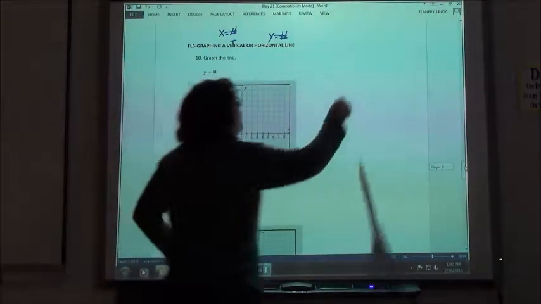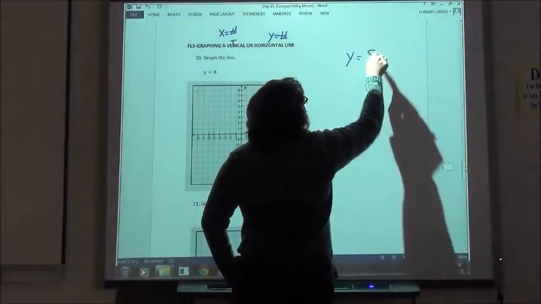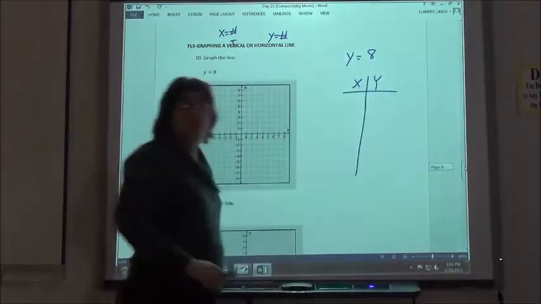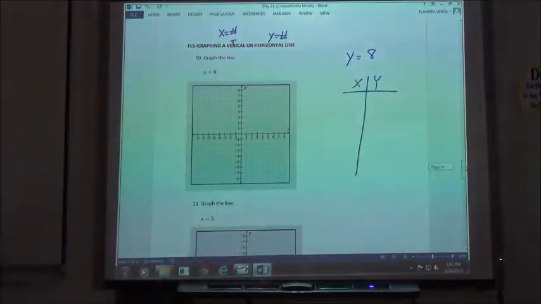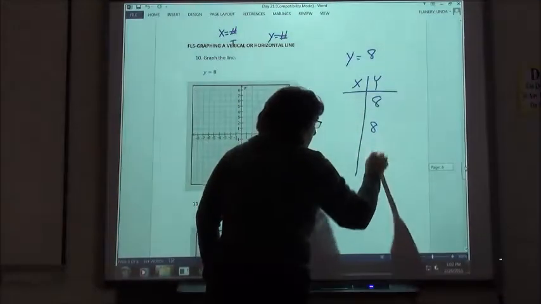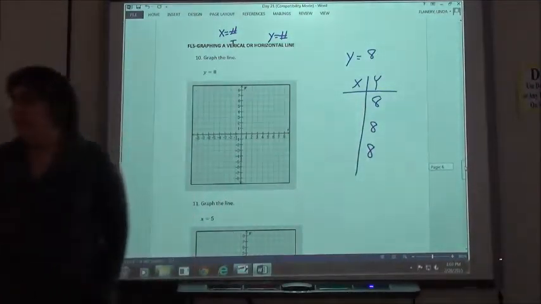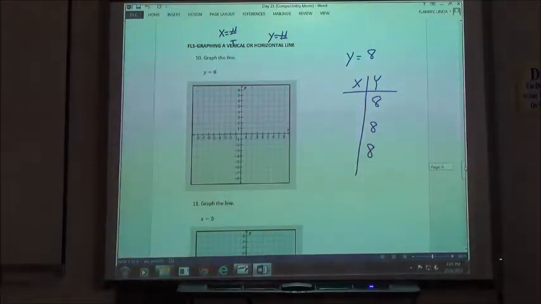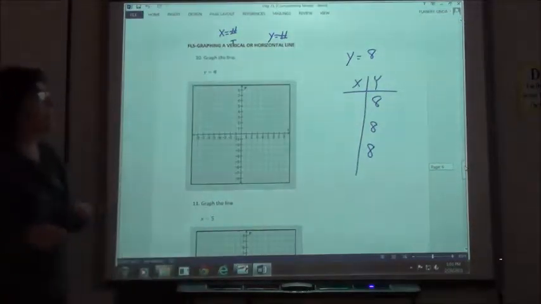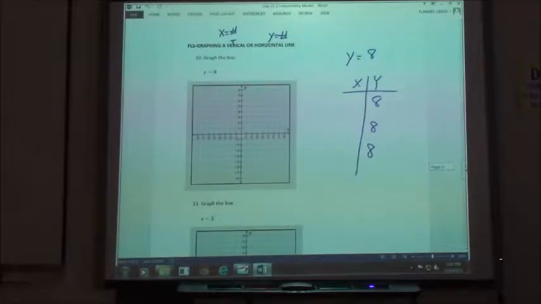So this tells me to graph the line y equals 8. What that's telling me is if I were to write a whole bunch of ordered pairs, every one of the y values in my ordered pairs would have to always be 8. Horizontal for the y, and x goes vertical. We'll find out why in a minute.